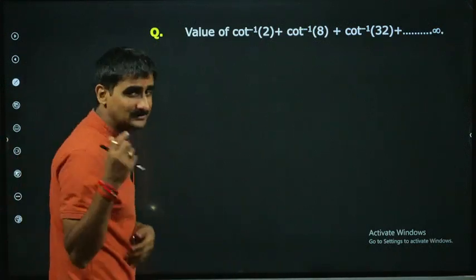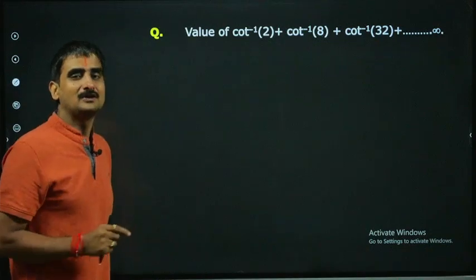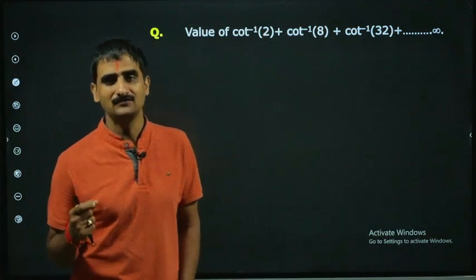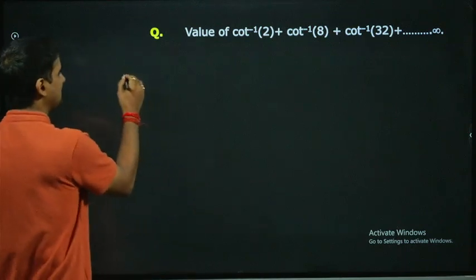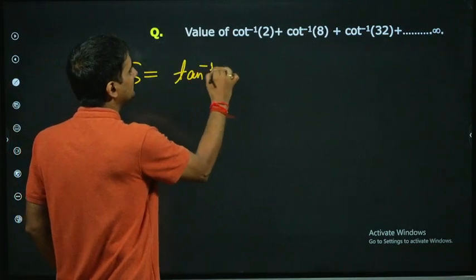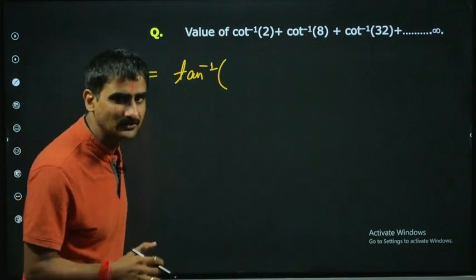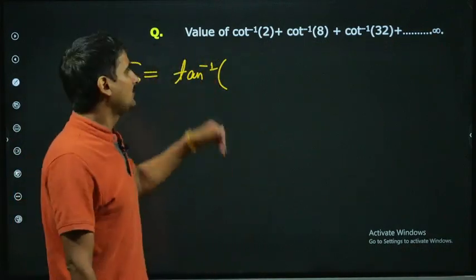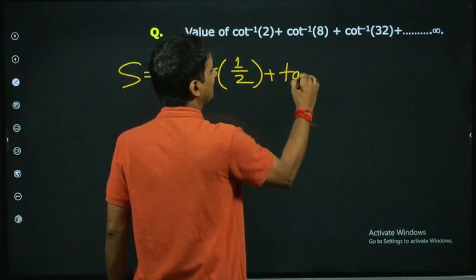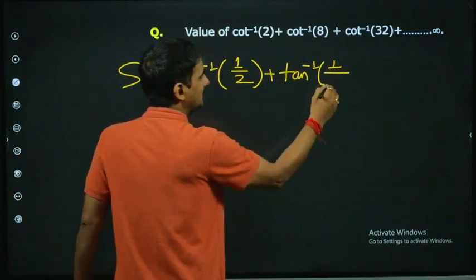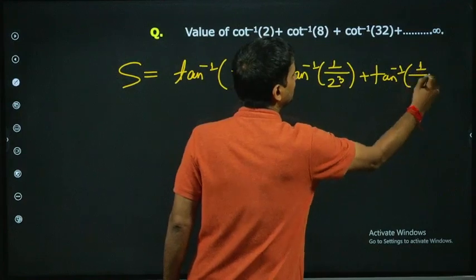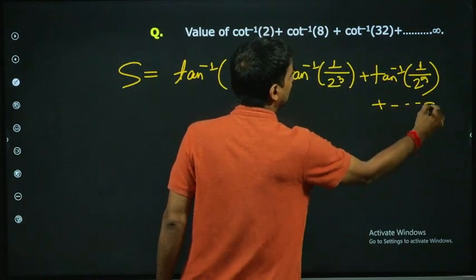So see, the first step to solve a question of series is to write the general term. That's one thing which I always say we can't afford to escape. Let's say the series is capital S, and I'll be converting it to tan inverse using that tan inverse of x is cot inverse of 1 by x if x is positive. So cot inverse of 2 can be written as tan inverse of half, since all the numbers here are positive. So tan inverse of 1 by 8, which is 2 cube, plus tan inverse of 1 by 32, which is 2 raised power 5, and so on till infinity.